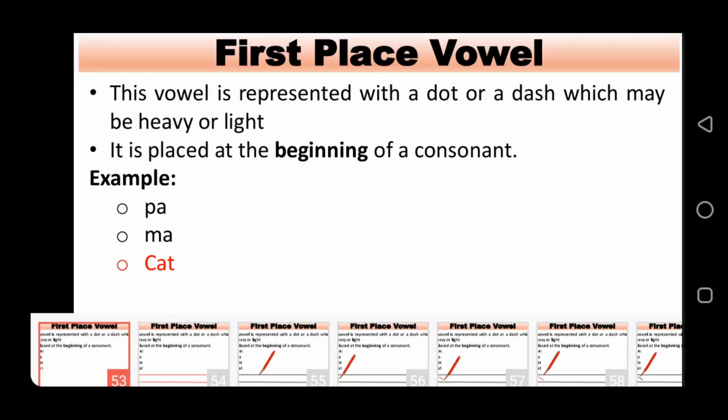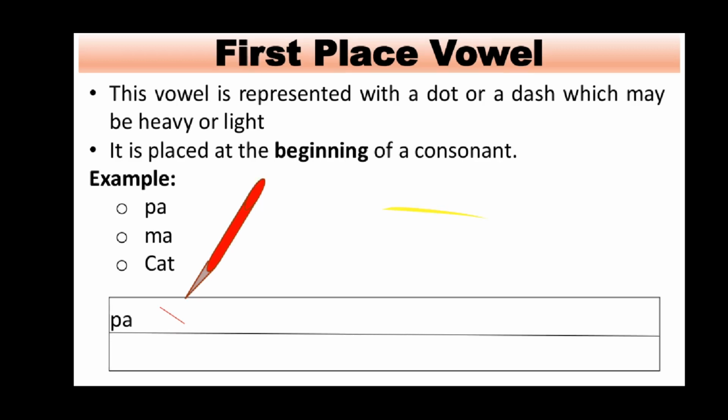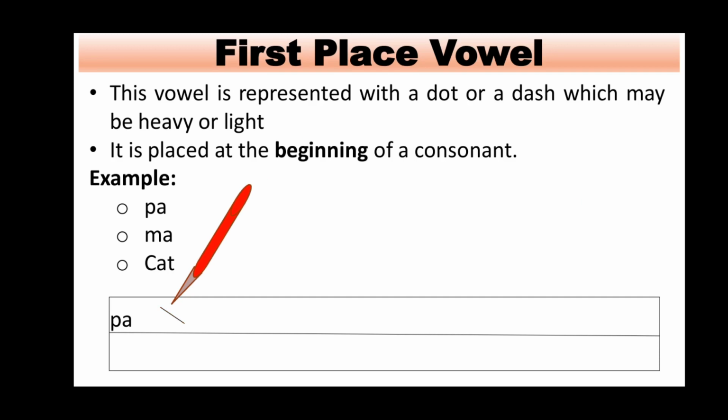Let's start with the word pa. If we look at the pronunciation, we can hear the sound P and A. P is a consonant, A is a vowel. That means the consonant comes first before the vowel. P, if we remember, under the first six consonants, is a downward stroke. If you look at it, the downward stroke did not touch the line because it is a first place vowel. Then we place our vowel A, which is a dot, at the top of the outline. That's pa. Let's take the second word. We have ma.